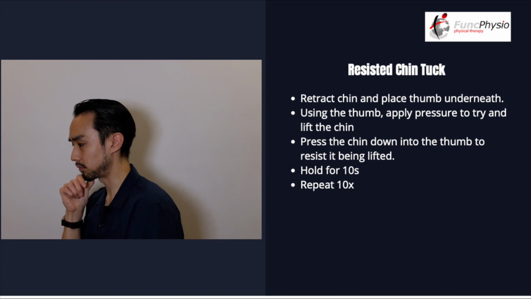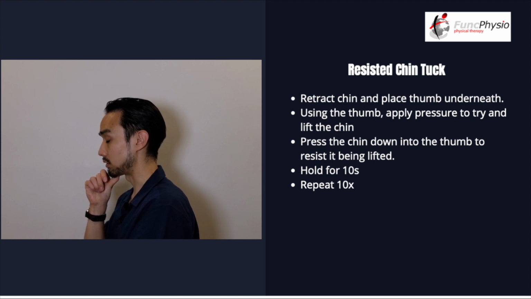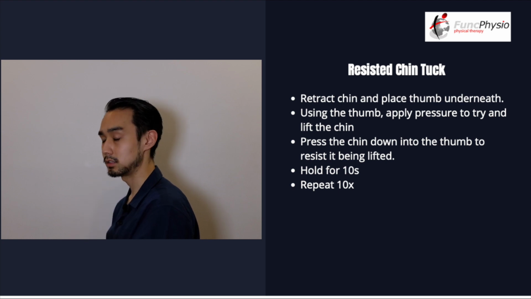Now, as you can see from the side right here, the chin is pushing down and the thumb is pushing in, doing an isometric contraction. Isometric means that force is being produced without any motion.